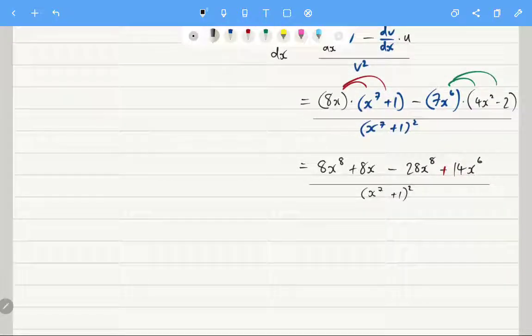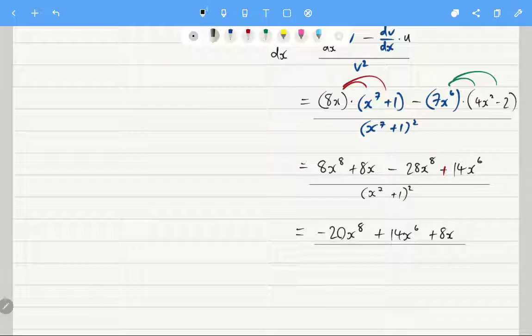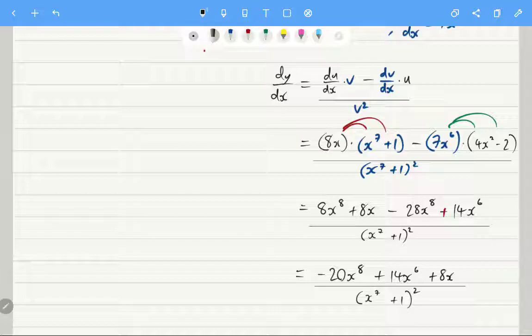Alrighty. And 8x to the power of 8 minus 28x to the power of 8 is minus 20x to the 8 plus 14x to the 6 plus 8x. We try to put the polynomial in power order, all over x to the 7 plus 1. And there we go. That is an example of the quotient rule.